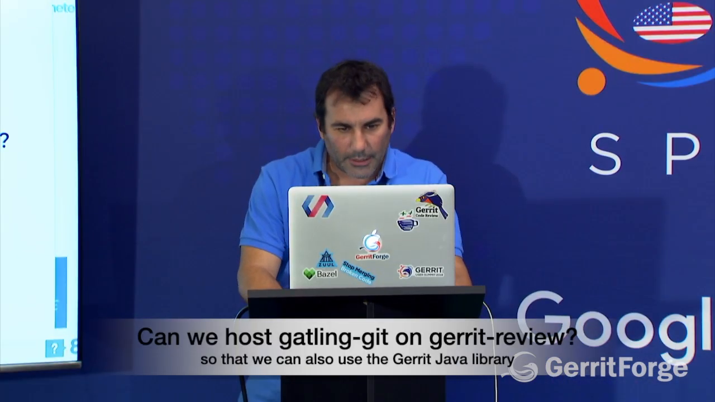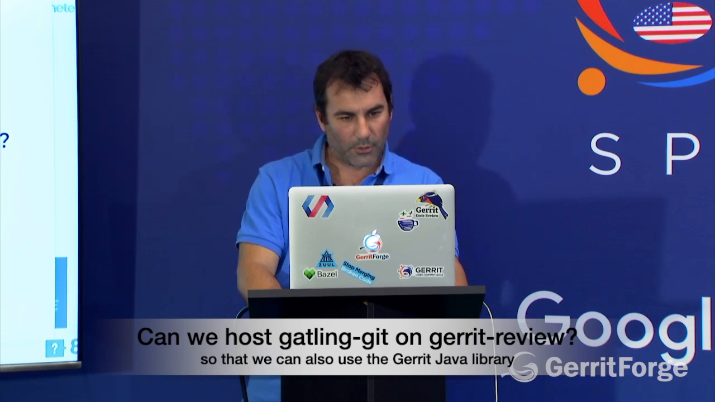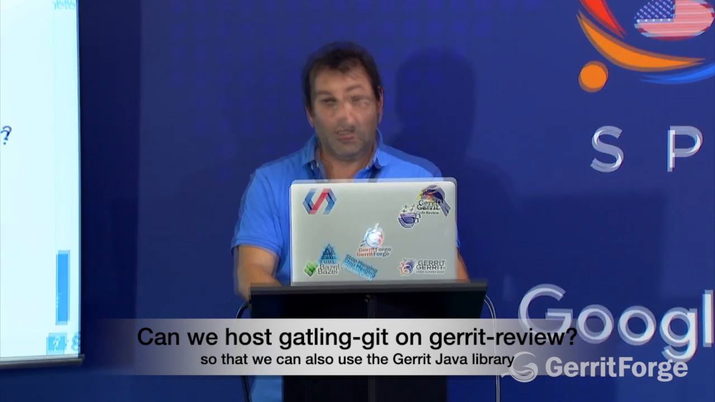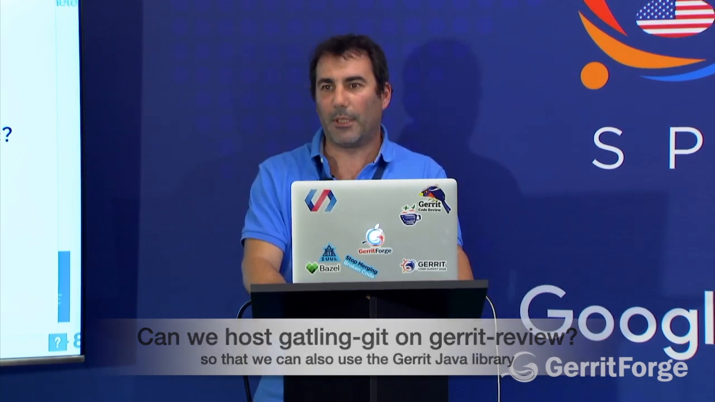And in the report section, you can even filter by different protocol if you want to drill down into a specific performance. Can we host Gatling-Git on Gerrit Review so that we can also use the Gerrit REST API Java library? I don't see why not, as long as we keep it generic for any Git implementation. I'm more than happy to do that.